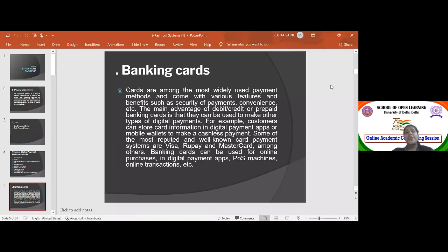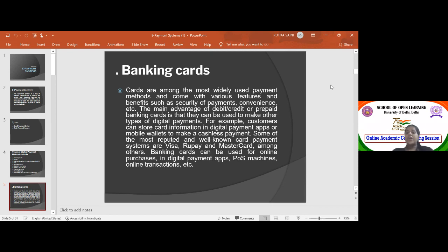The main advantage of the debit or credit card or the prepaid banking card is that they can be used to make other types of digital payments as well. That means cards are used on the point of sales, of course, but apart from that, you can just enter the number of your card, your CVV number, the expiry date of your card, and then you can make the payment using the UPI app as well. Okay, so cards are used to make other types of digital payments as well.